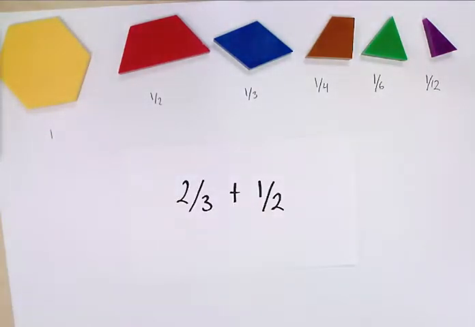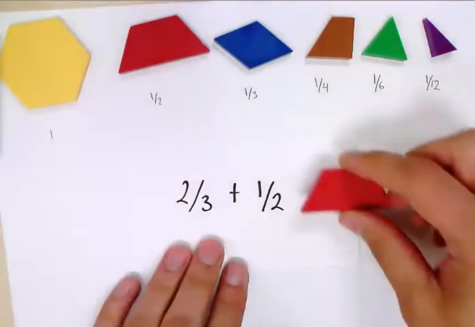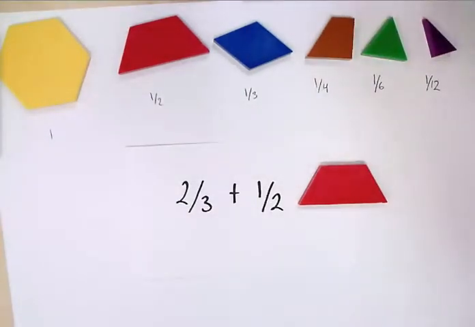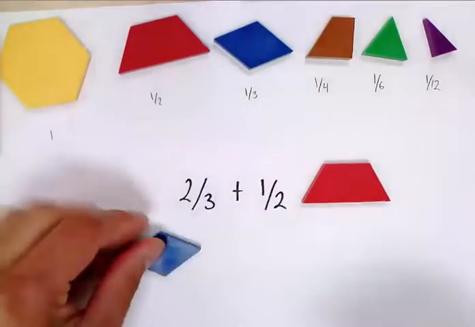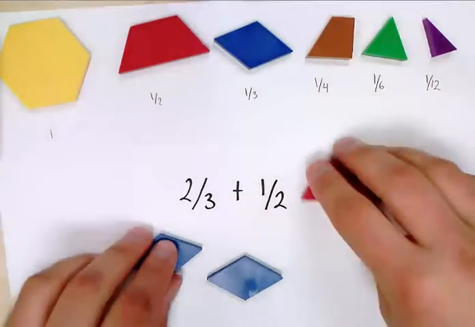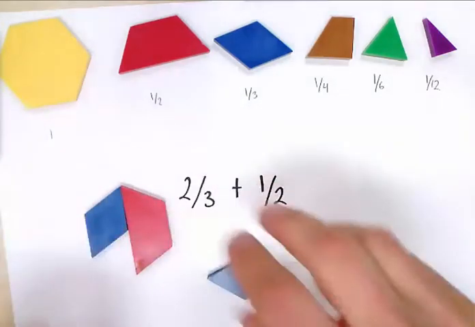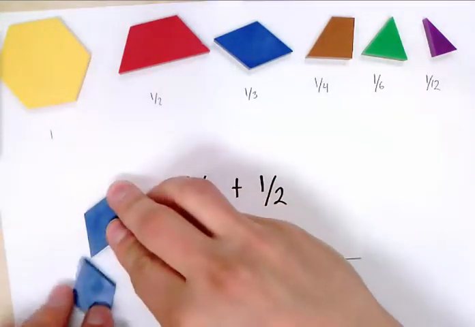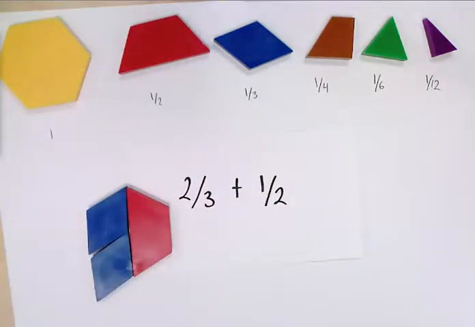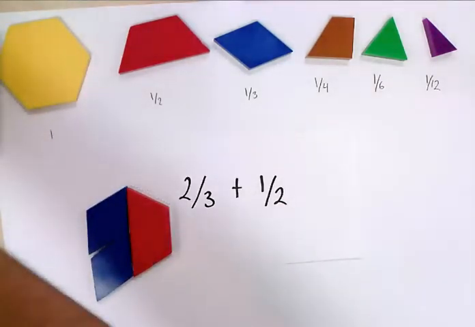Let's look at another one. We're going to look at 2/3 plus 1/2. So here's my half, and I want 2/3. So we want 2 1/3. 1, 2. Okay? We put these together like this. This one works out pretty fine, actually, but it's a bit bigger than a whole.